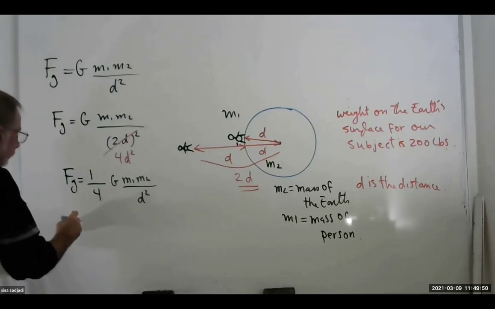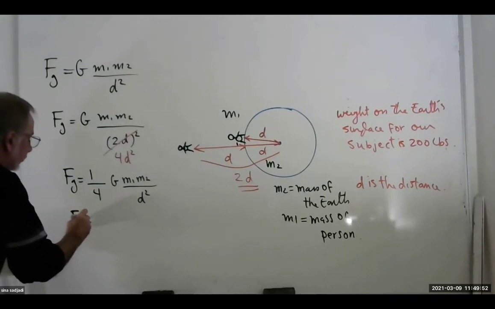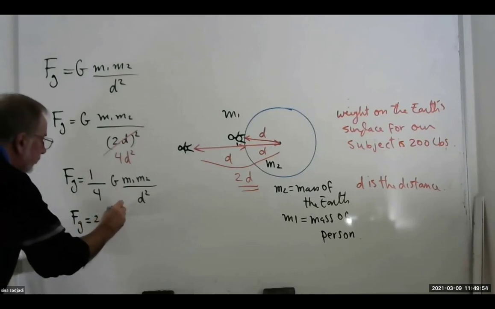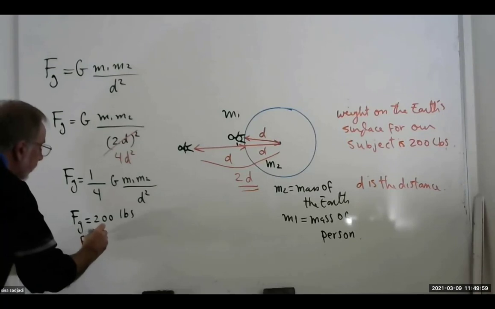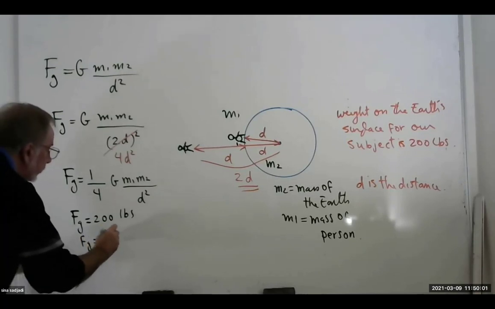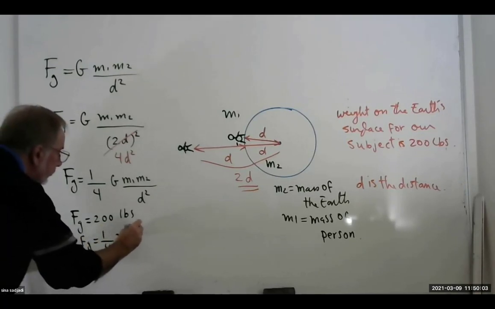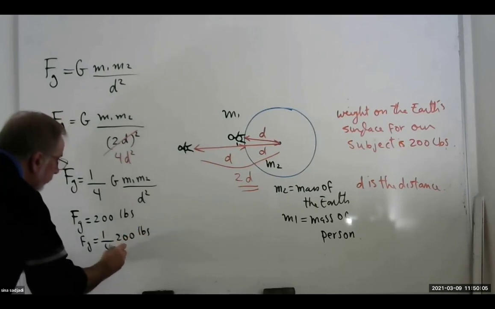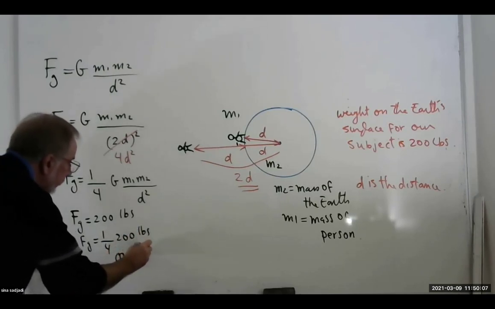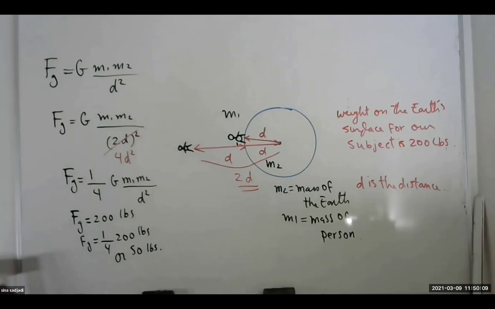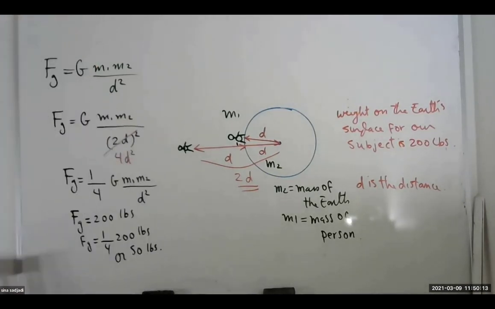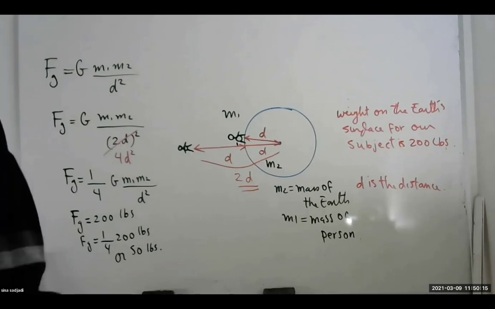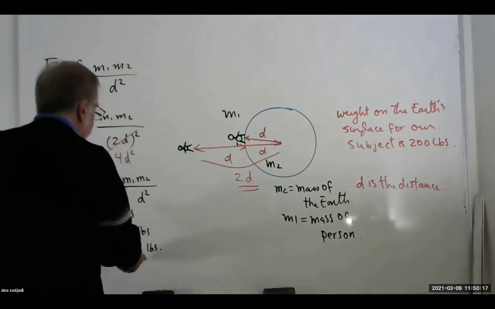So the force of gravity for this guy was 200 pounds. Now the force of gravity is 1/4 of 200 pounds, or 50 pounds. So if you go 8,000 miles away from the center of the Earth, or 4,000 miles above the surface of the Earth, you weigh 50 pounds.